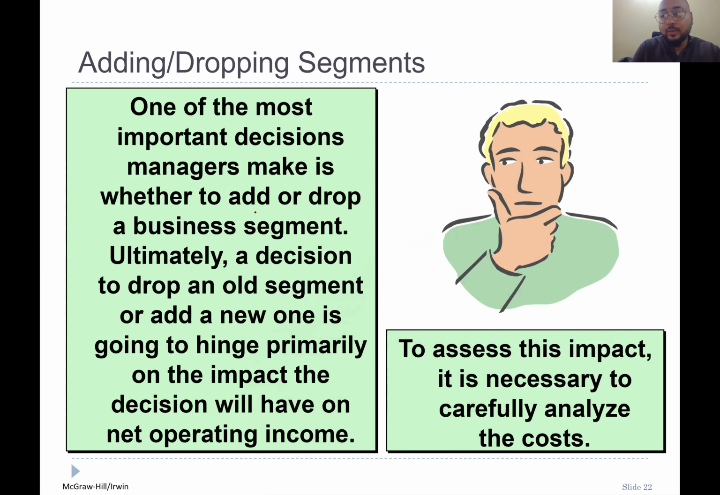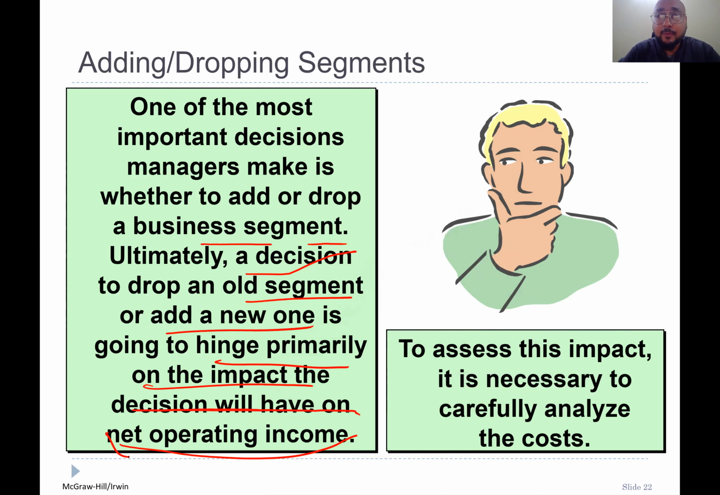One of the most important decisions managers make is whether to add or drop a business segment. So ultimately a decision to drop an old segment or add a new one is going to hinge primarily on the impact the decision will have on net operating income. So if your net operating income is increased by adding the product, you will add. If it's going to decrease your operating income, then we drop it. Right? Simple. It's simple, right? No, it's not.